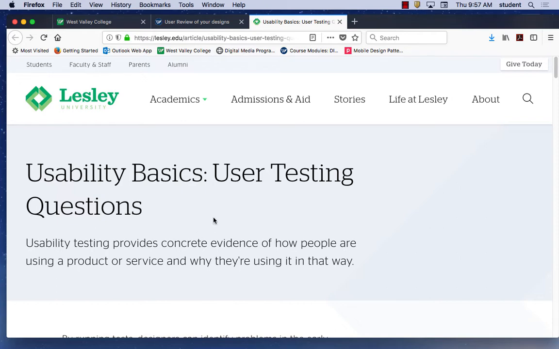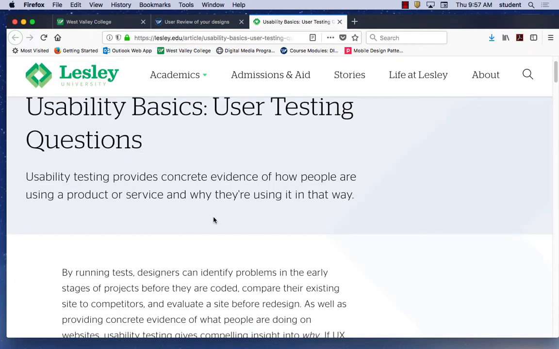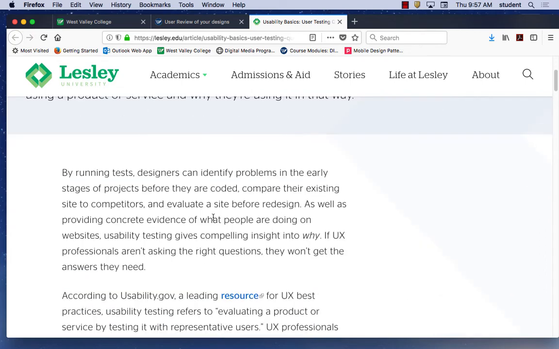So let's review this. User testing questions. By running tests, designers can identify problems in early stages of a project before they are coded. Again, the reason we're making a prototype is so that we can have a plan before the programmer sits down. Programming takes a lot of time and money. So the whole purpose of making a proposal is so that we're reinforcing our design ideas ahead of time. Sort of what they say there.